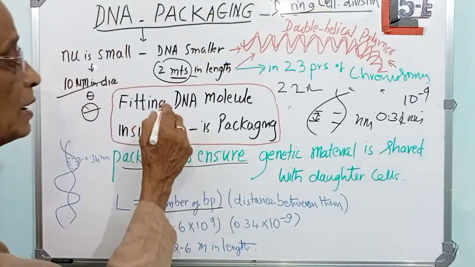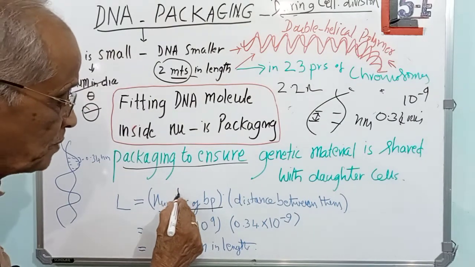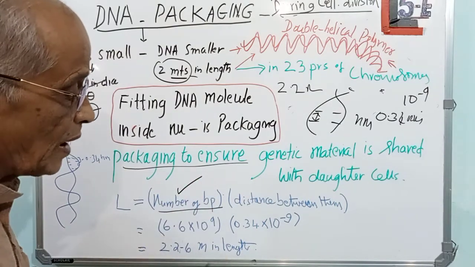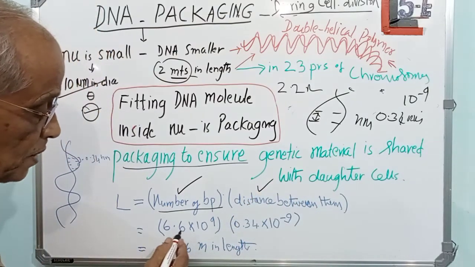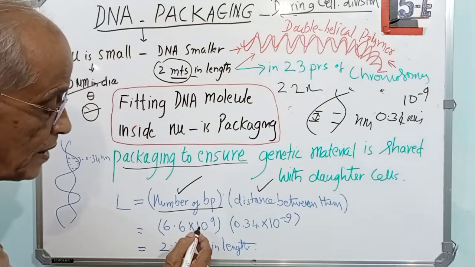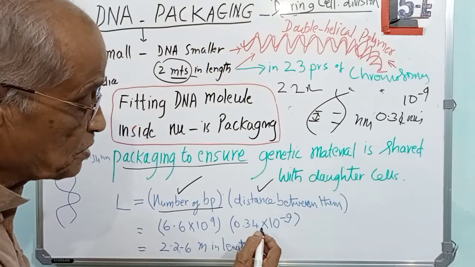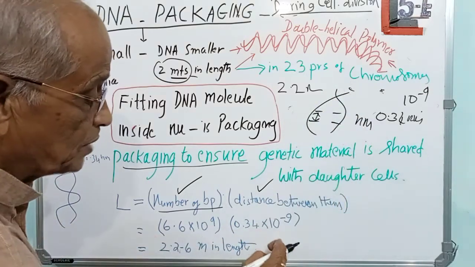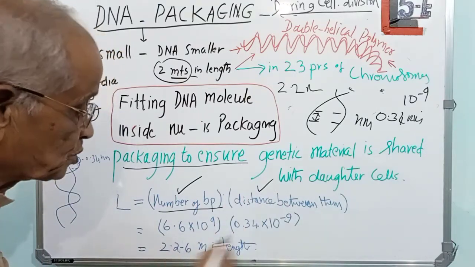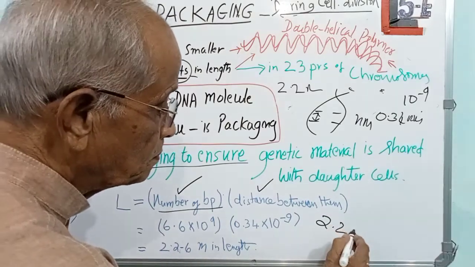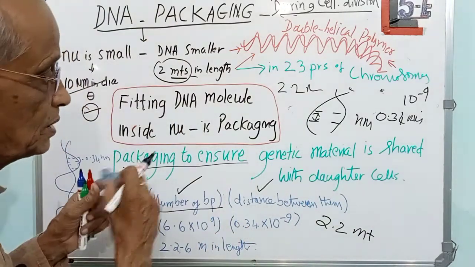So the length of the DNA molecule is calculated by the number of base pairs in the DNA and the distance between the base pairs. That approximately comes to 6.6 multiplied by 10 raised to 9, multiplied by 0.34, that is the distance between the base pairs, multiplied by 10 raised to minus 9. That approximately gives 2.2 meters in length. That is the length of the DNA molecule.